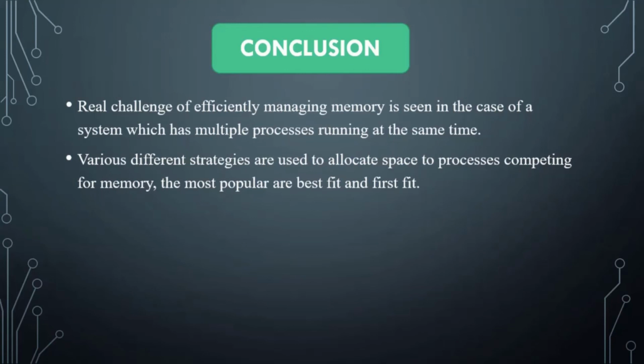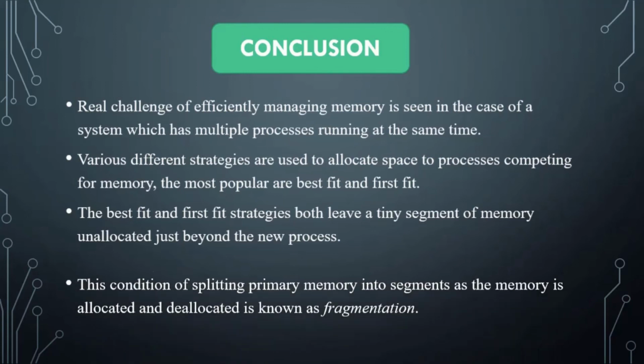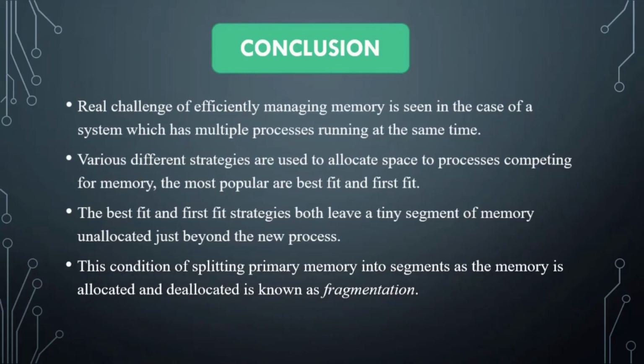It begins at the start of primary memory and allocates the memory from the first hole it encounters that is large enough to satisfy the request. The best fit and the first fit strategies both leave a tiny segment of memory unallocated just beyond the new process. Since the amount of memory is small, it's not likely that any new process can be loaded there. This condition of splitting memory into segments as memory is allocated and deallocated is known as fragmentation.